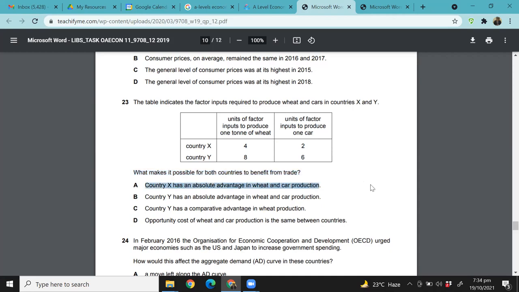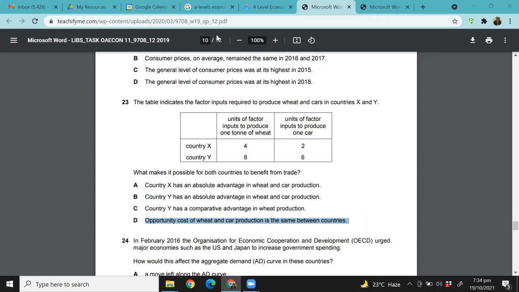Country X has absolute advantage in wheat and car production. Country Y has absolute advantage in wheat and car production. Country Y has comparative advantage in wheat production. Opportunity cost of wheat and car production is the same in both countries. Okay, now this is interesting. First of all, what do you think about option A and option B?